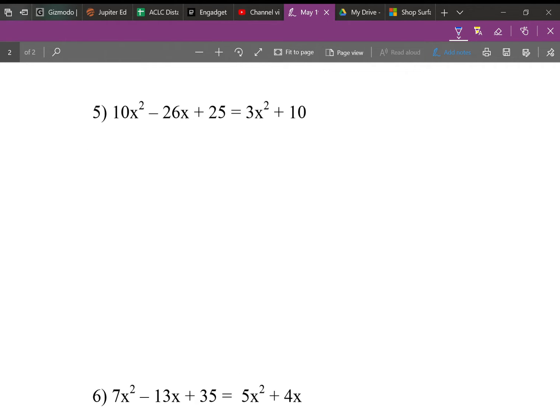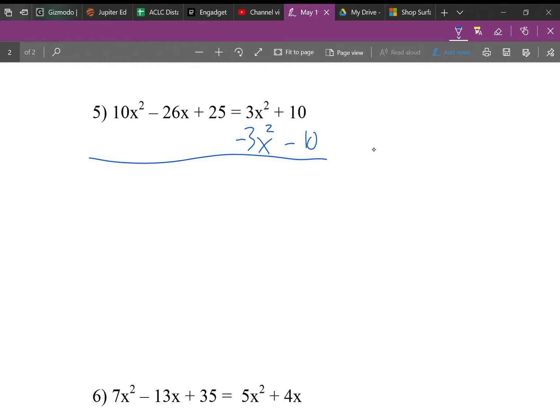So what do we have going on here? We have a quadratic equation. It's quadratic because it has x squared in it and no higher power. It's not equal to 0, which means it's not ready to be put into the quadratic formula. You need to make it equal to 0 first, so let's do that. I'm going to need to subtract the 3x squared here, and I'm going to need to subtract the 10.